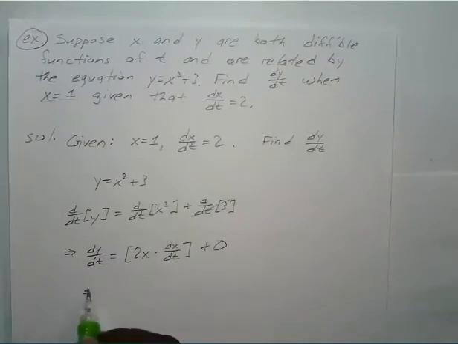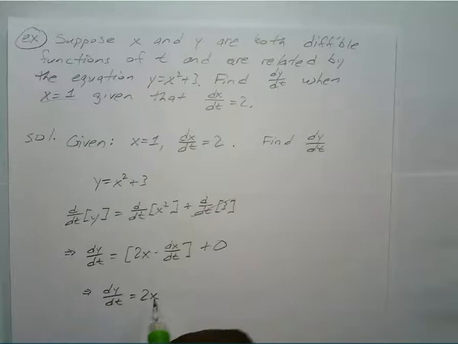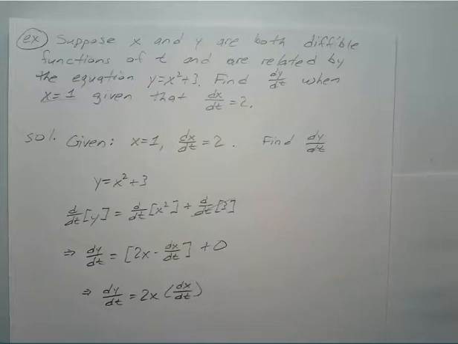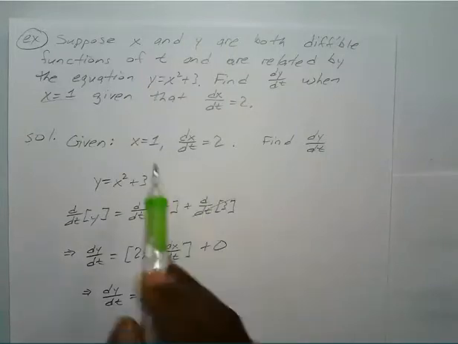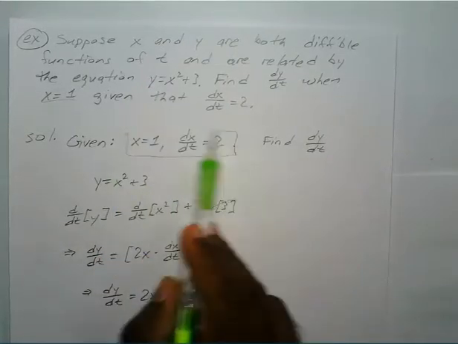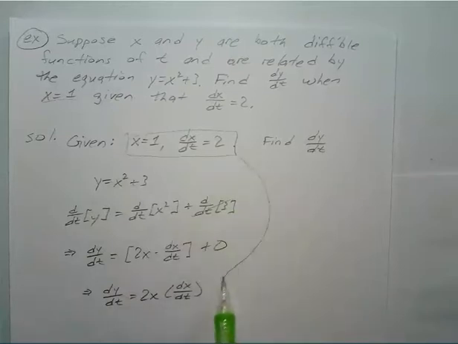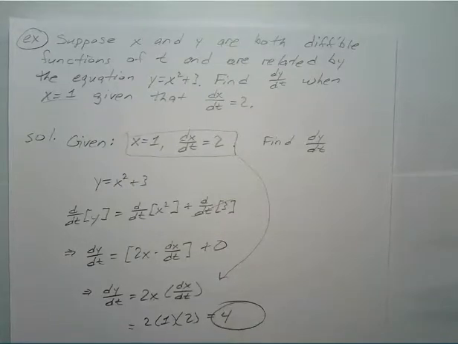Okay, so we know that our dy/dt is equal to 2x times dx/dt. All right, but we know that our x is equal to 1, and our dx/dt is equal to 2. So that means our dy/dt is equal to 2 times 1 times 2, which is 4.